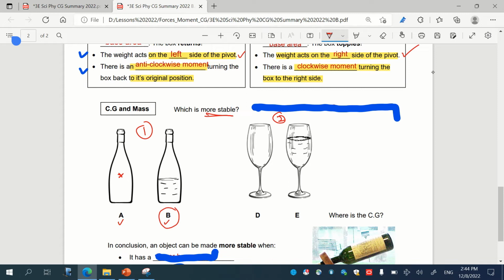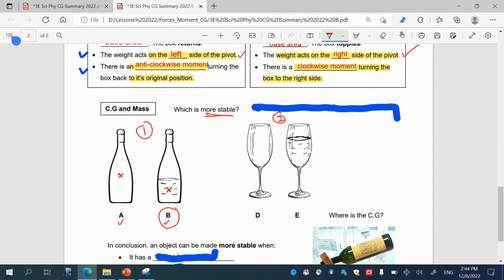But once you fill it with water, the heavier mass is at the bottom, so the CG is shifted to the bottom here. You have inevitably lowered your CG from position A to position B, which is lower. Whenever you manage to lower the CG by making the base heavier, you will make that object more stable.